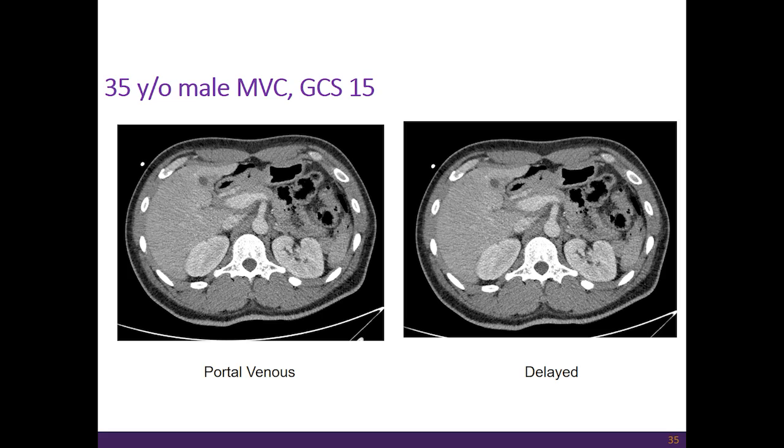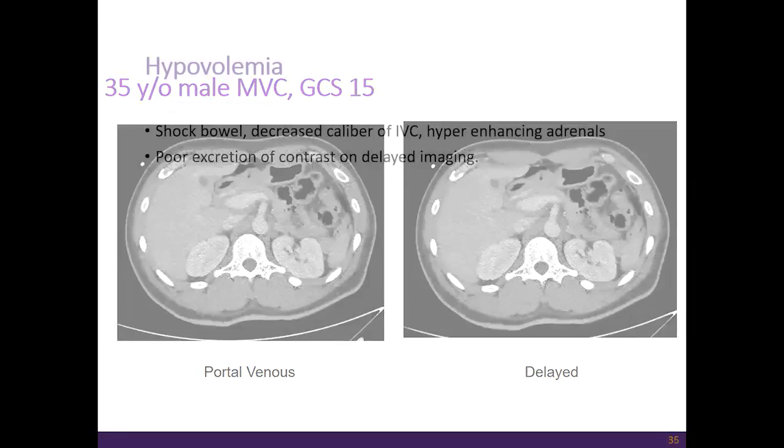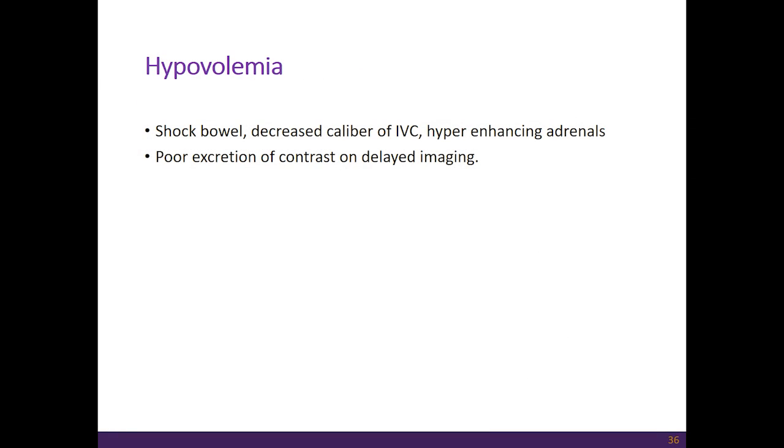And the question is, why is a kidney not excreting contrast? The reason that we've come to see is that a lot of these patients are hypovolemic, either because they're in shock or they're crashing or they're having another event, such as a myocardial event superimposed on their trauma. We see that often as manifested by their kidneys not excreting on delayed imaging. So be sure to be wary of hypovolemia signs like shock bowel, decreased caliber of the IVC, hyperenhancing adrenals, and poor excretion of contrast on delayed imaging.